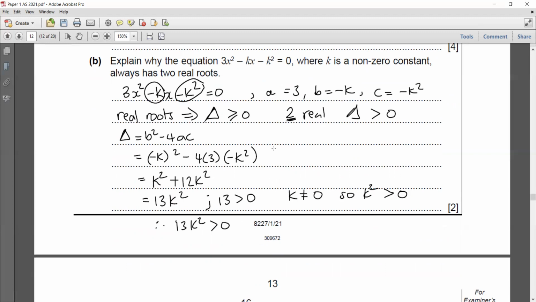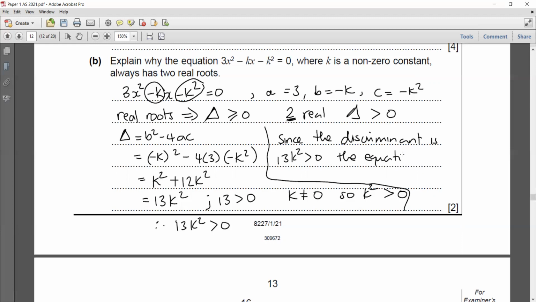So we can say that, so you will obviously space this much better here than I have done. So since the discriminant is 13k squared, which is greater than 0, the equation has 2 real roots. Okay.